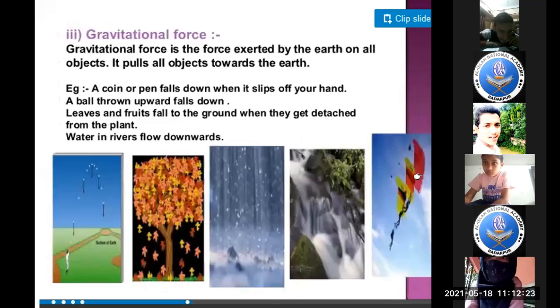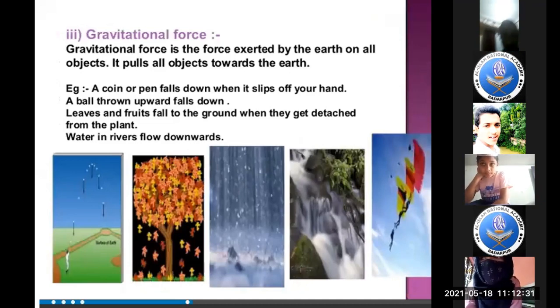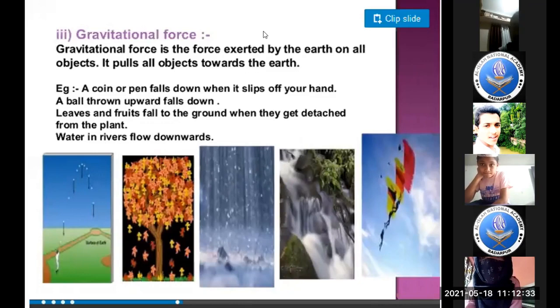So next, let's move to the next slide. Here you can see the gravitational force. That one you already know. What is gravitational force? Gravitational force is the force exerted by the earth on all objects. It pulls all objects towards the earth. For example, a coin or pen falls down when it slips off your hand. A ball thrown upward falls down. So gravitational force, that we all know.